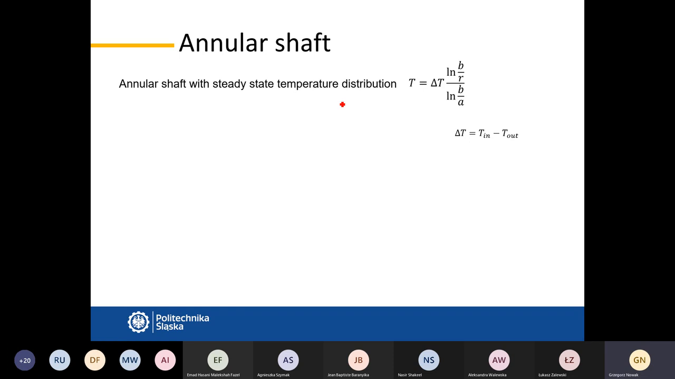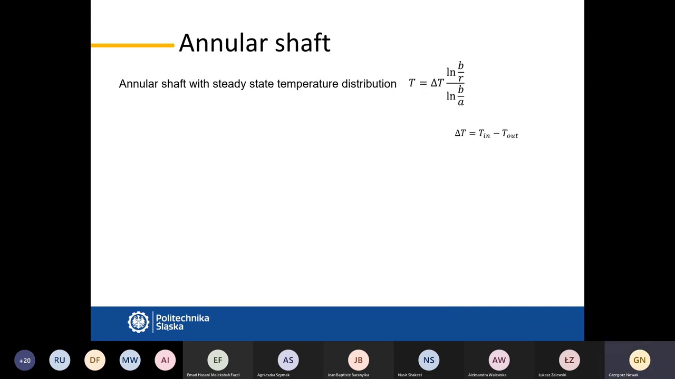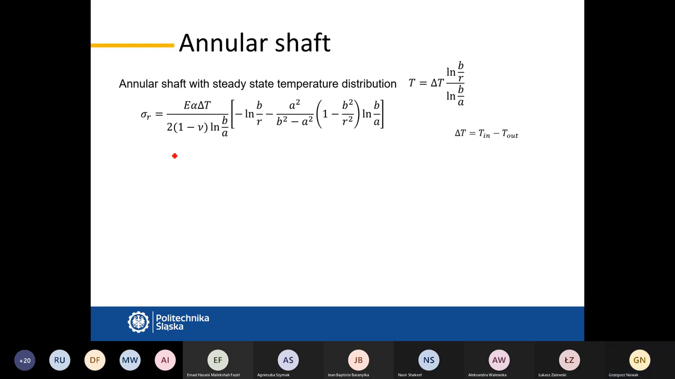And if we put the data into these formulas, we will obtain the radial stress, E alpha delta T, so this is the gradient of temperature across the material, over 2 times 1 minus nu times the natural logarithm of the external radius divided by the internal radius. And here is the combination of the radii, external, internal, and a variable where we want to calculate the stress. So as you see, sigma r will depend on r. So it is a distribution of location.